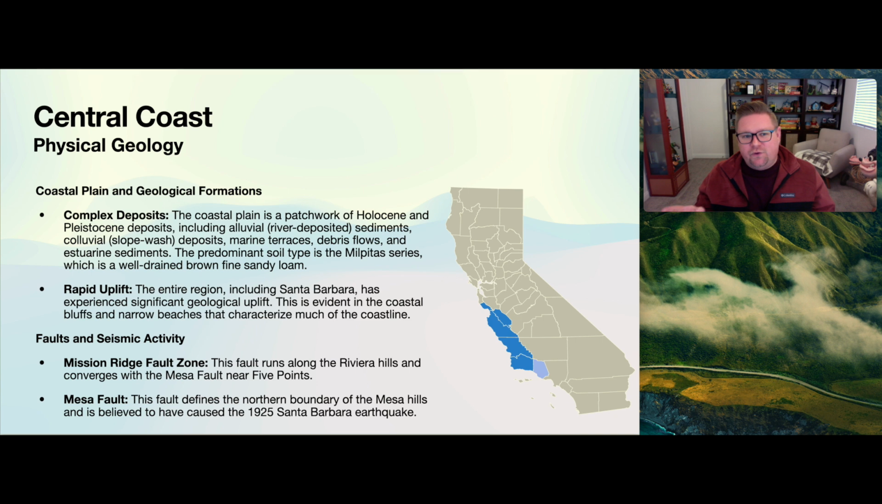So the coastal plain and geologic formations, we have a very, very complex depositional history. The coastal plain is a patchwork of Holocene and Pleistocene deposits, which include river deposits, slope wash, marine deposits, and terraces. The predominant soil type is the Milpitas series, which is a well-drained brown, fine sandy loam. Because it's a fine sandy loam, it's going to have some clays and silt as well, not as much, mostly sand, but it is great for drainage, which in most cases is very good for certain types of agriculture.